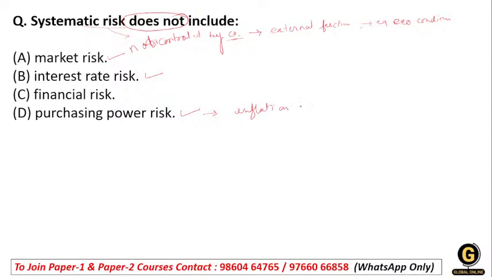Inflation. But financial risk is a factor of unsystematic risk, because it is controlled by the company, since it affects the internal factors of the company. So that's why option C will be the right answer. Market risk, interest rate risk and purchasing power risk are kinds of systematic risk, which are out of our control.